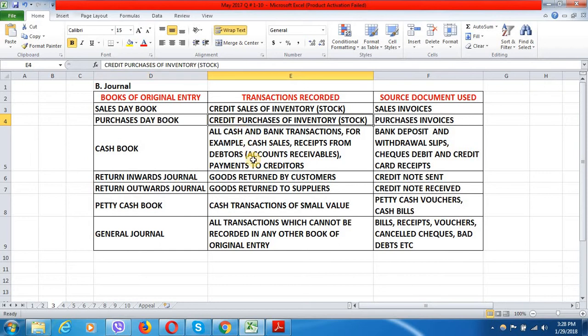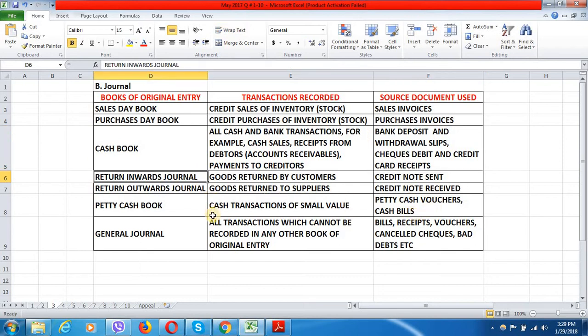The second one is purchases day book. In this day book, credit purchases of inventory are recorded, and the source document is purchases invoice. The third one is cash book. In this book of original entry, all cash and bank transactions, for example cash sales, receipts from debtors, in short accounts receivables, and payments to creditors, are recorded, and the source documents are bank deposit and withdrawal slips, checks, debit and credit card receipts, and many more.